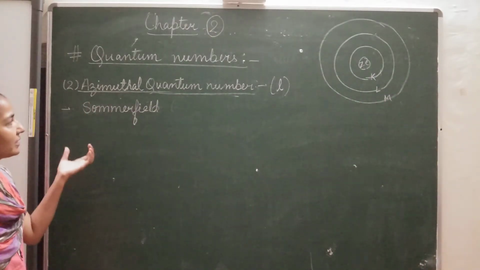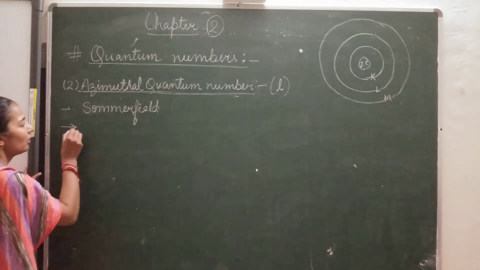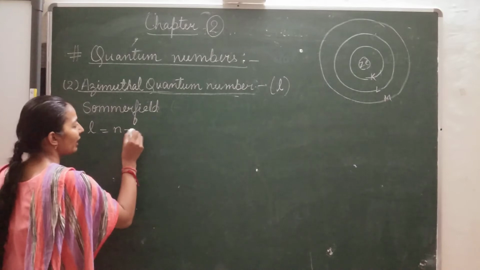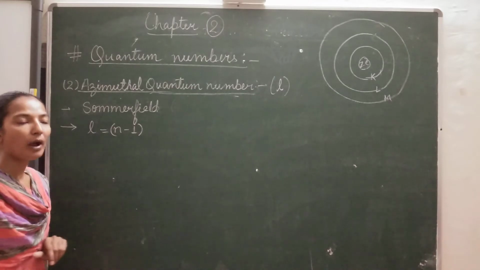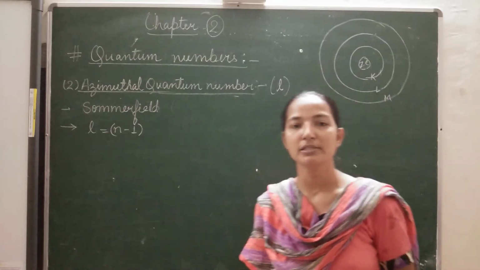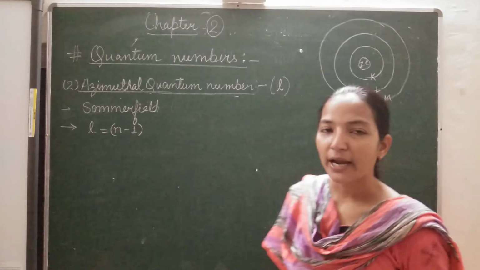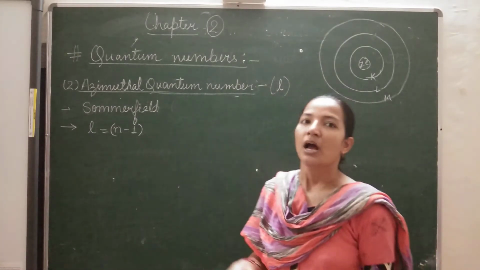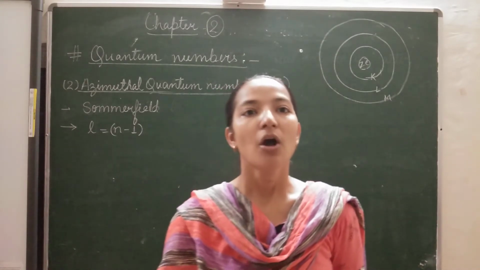The second one is the azimuthal quantum number. It was given by Sommerfeld, and this quantum number is represented by L. The value of L is given by n minus 1. The value of the azimuthal quantum number gives us information about the type of orbitals present in any shell, and also the number of electrons present in these orbitals. It also gives information about the number of subshells present in an orbital.